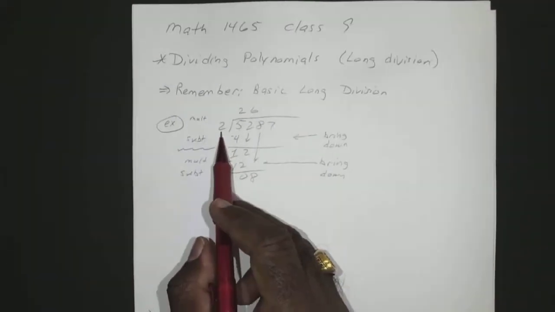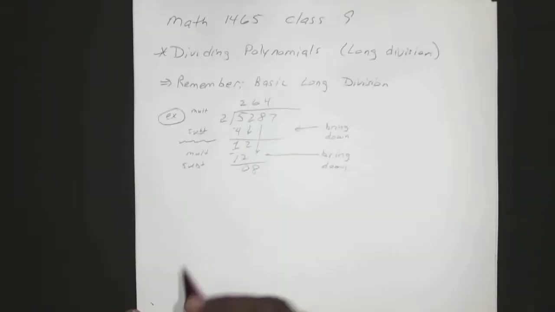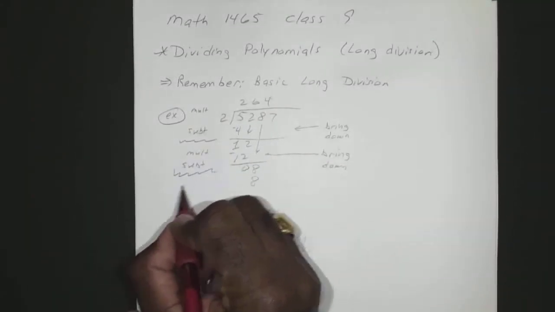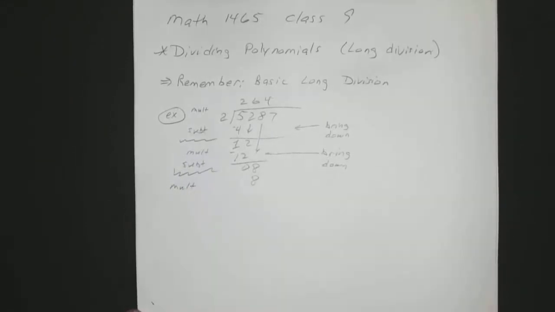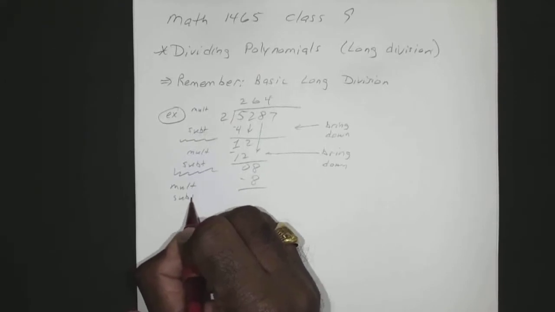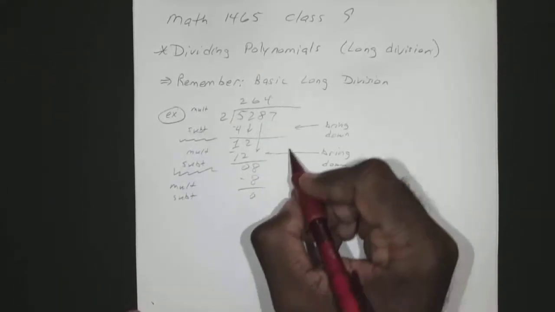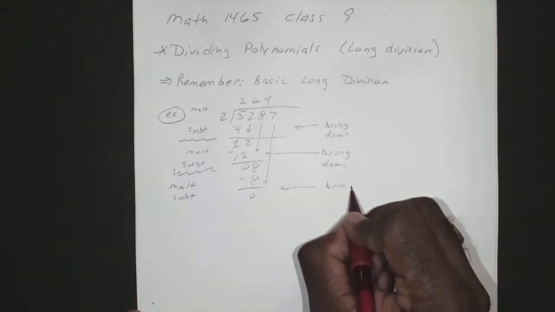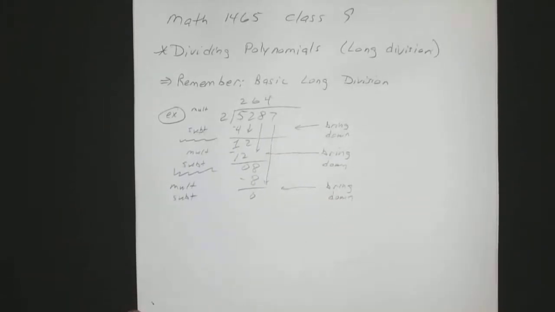Okay, so 2 goes into 8 4 times. 2 times 4 is 8. Once again, we multiply, subtract. 8 minus 8 is 0. And we bring down. So it's just a repeated process of multiply, subtract, bring down the next one. Multiply, subtract, bring down the next one. Multiply, subtract, bring down the next one.